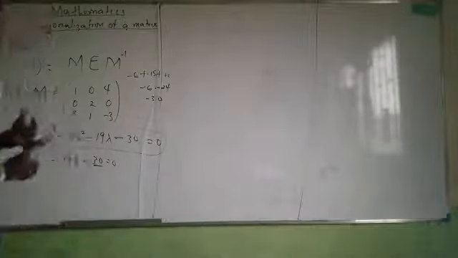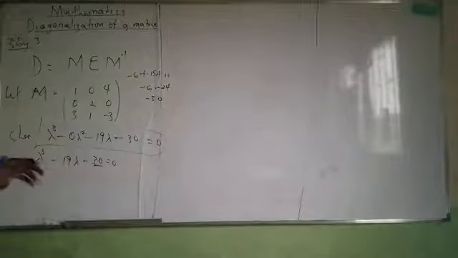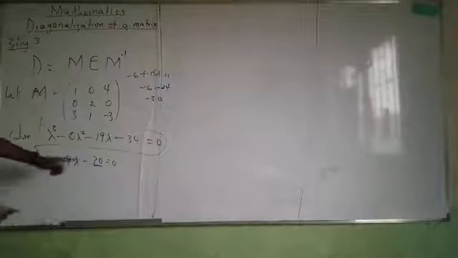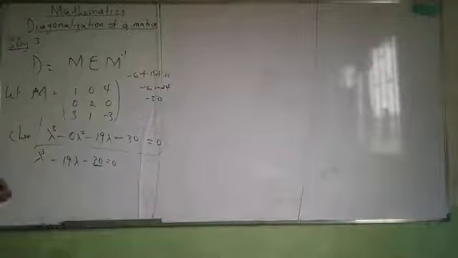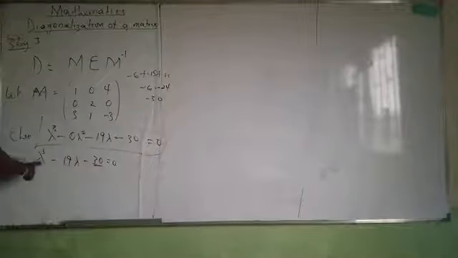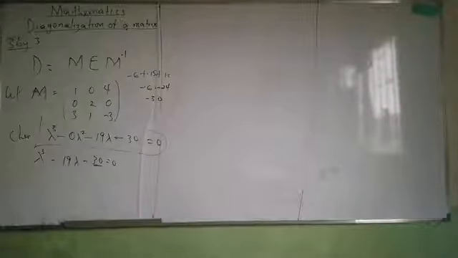The factors of 30 are 1, 2, 3, 5, 6. Those numbers I mentioned are embedded in this equation. For instance, if my lambda equals 1, can I check for 1? Let me test for 2. If I put 2 here, this one will be 8. Okay, let me put minus 2.